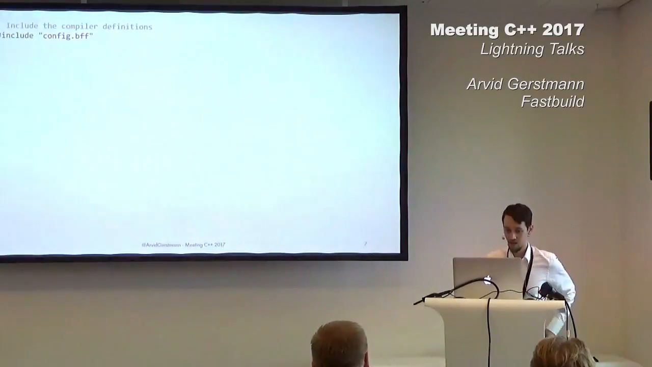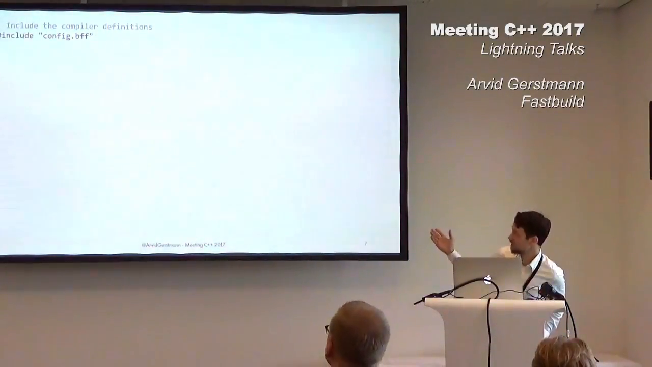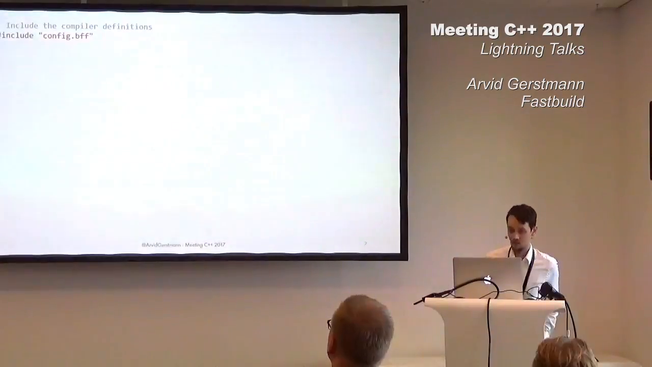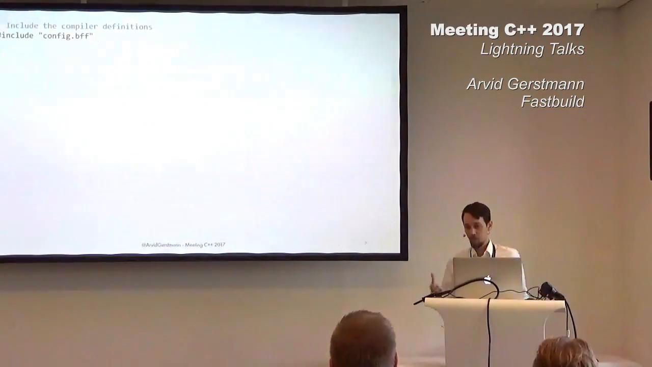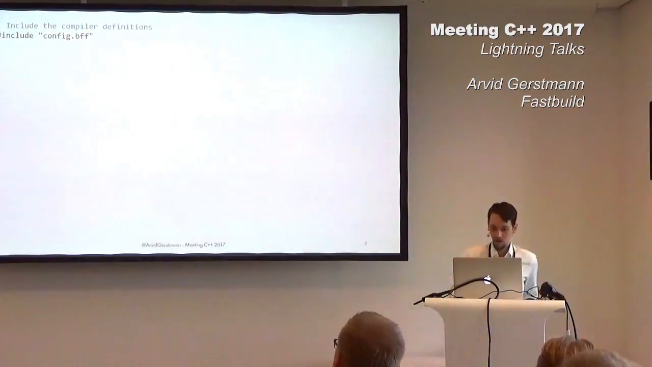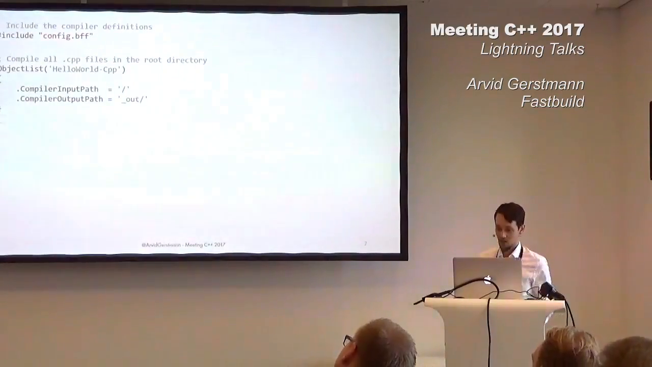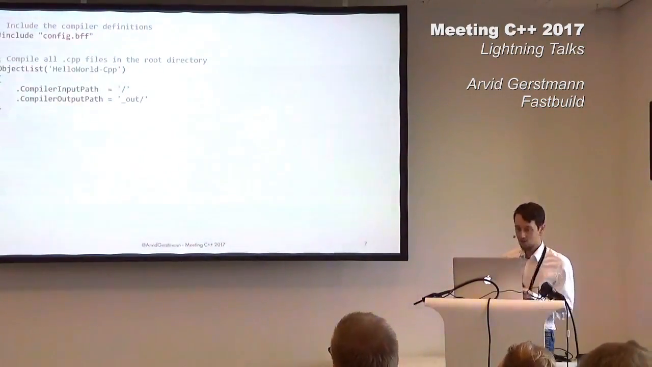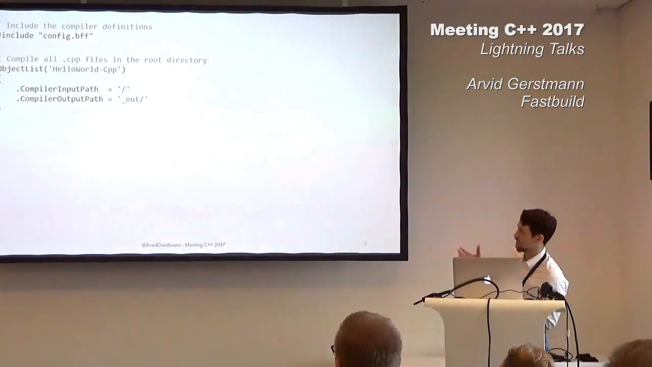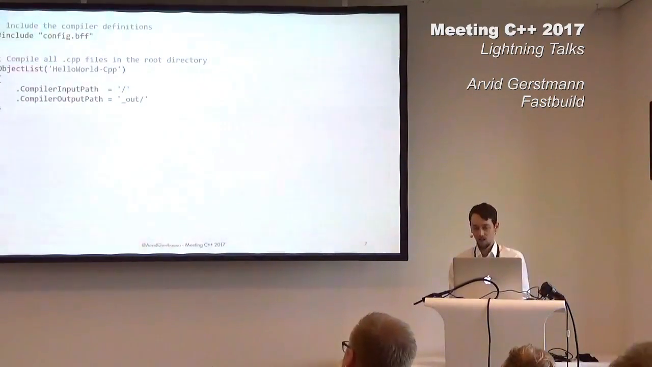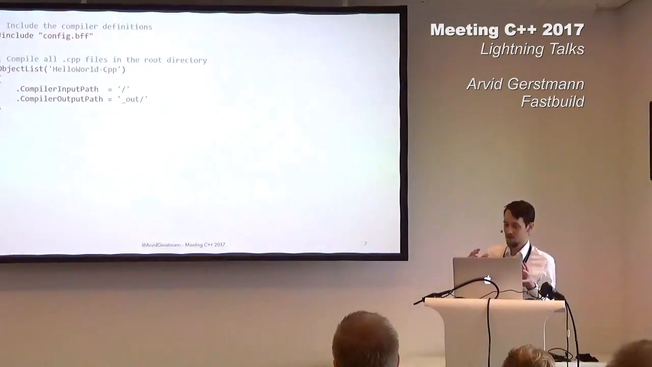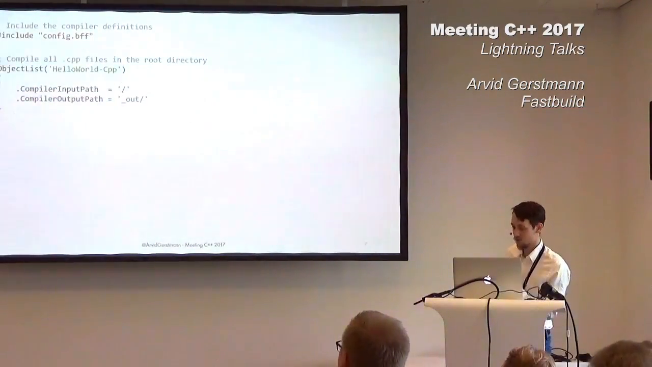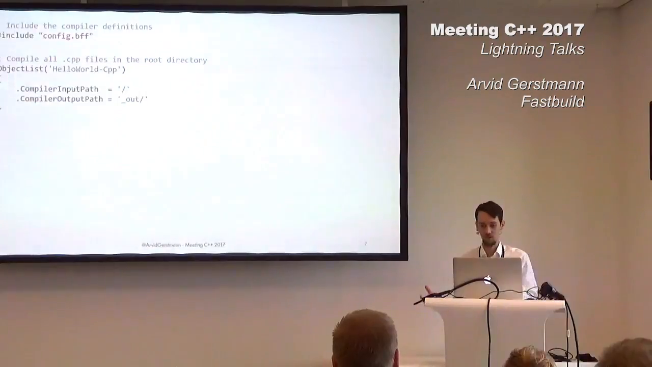Let's get started. First, we need to include the required compiler definitions, which in this case are in the config.bff file, and BFF is the usual suffix you would use for a Fastbuild file. Next, we define an object list. Since we want to compile some sources, we need that, and ObjectList is the function you're going to call for that. They're called functions in Fastbuild terminology, but they aren't really functions, so think of them more as a definition of a target.